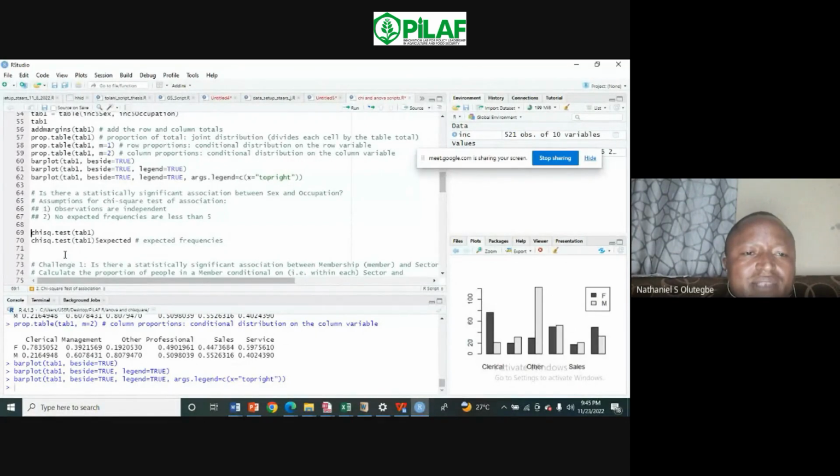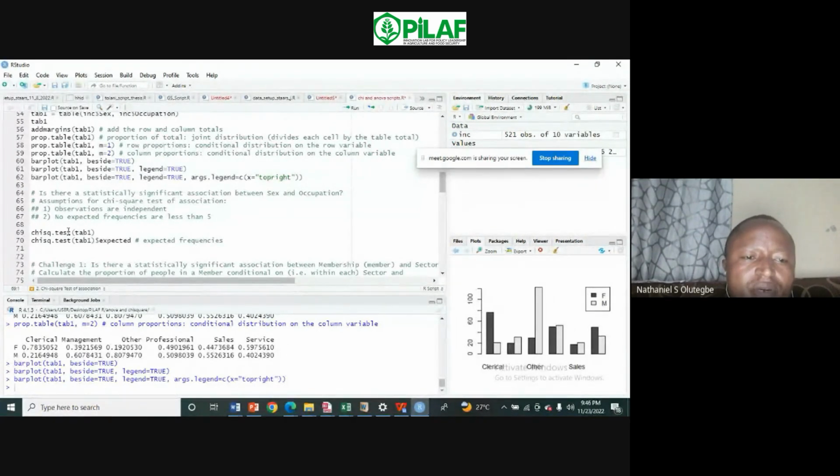That's statistical significance, to test whether there's a statistically significant relationship or association between sex and occupation. We have these assumptions: observations are independent, and no expected frequencies are less than 5. So when we generate our contingency table for expected frequency, we should not have any frequency less than 5. If we have any frequency less than 5, then we may resort to another test, like a variant of chi-square. When we get there, I'll show how this is determined.